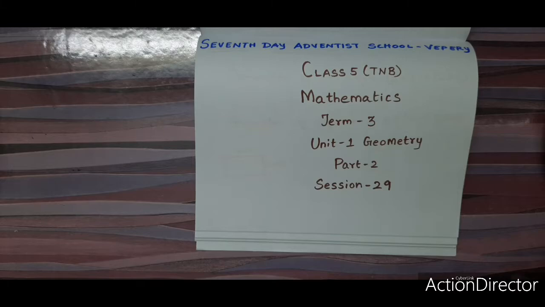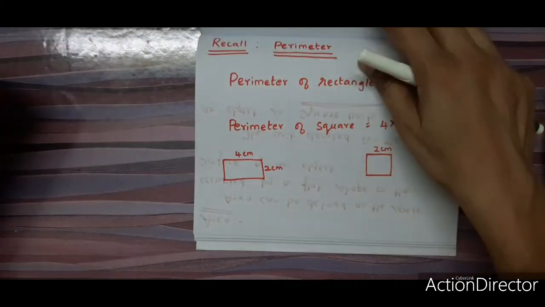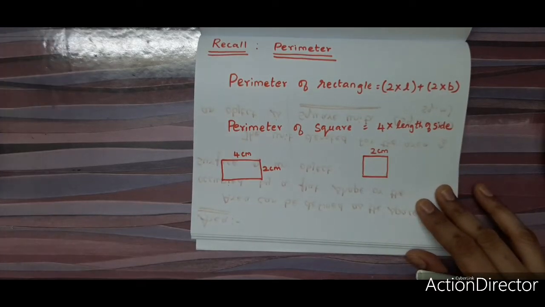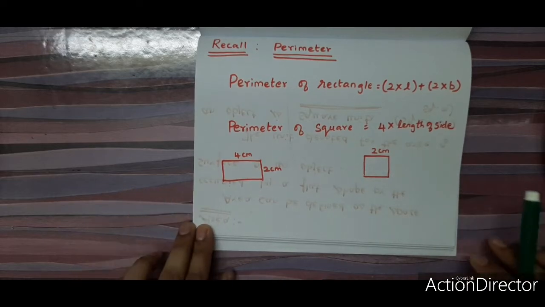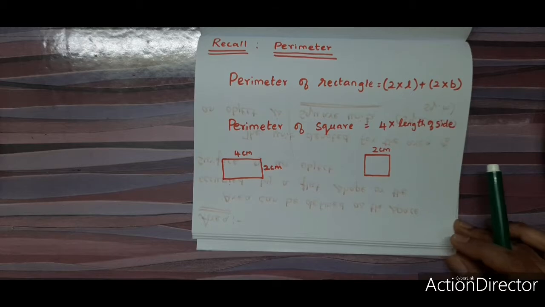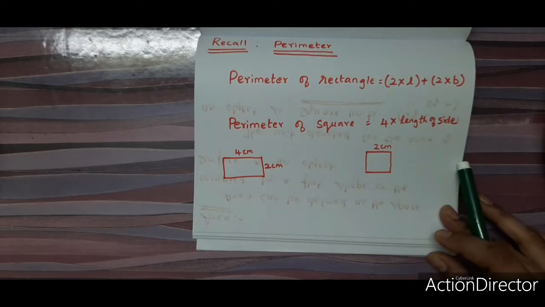Okay children, so last class we started with Unit 1 Geometry. Today we shall continue with this lesson. Let's recall what we studied last class. We studied perimeter, how to find the perimeter of a closed figure. We learned two formulas, perimeter of rectangle and perimeter of square.